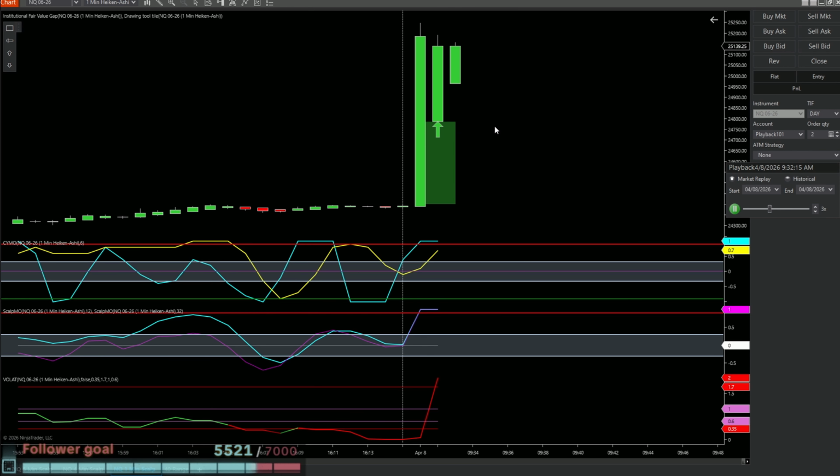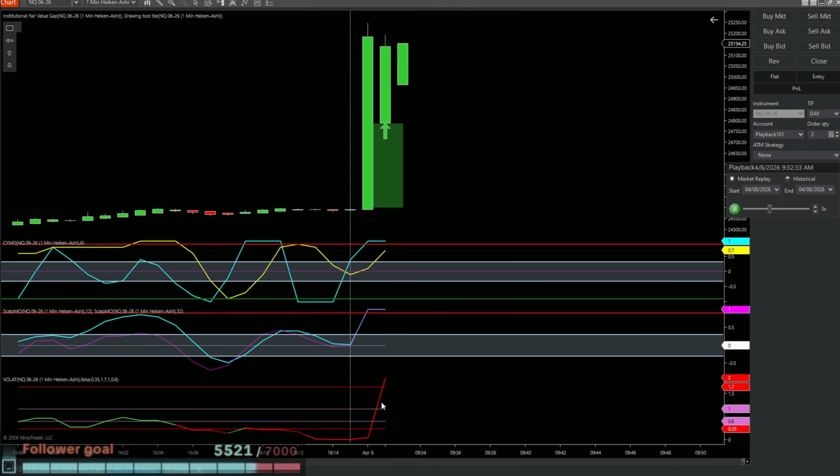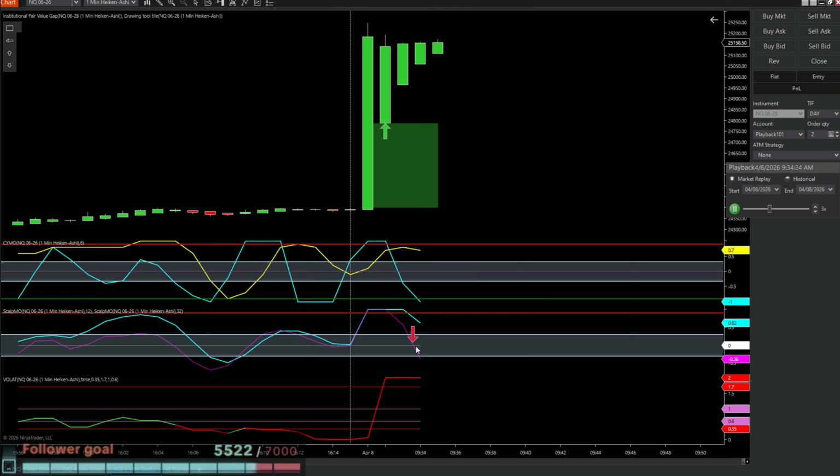Fair value gap right here. Now, with volatility being all the way at 2, and scalp mode being super stretched right here and having what appears to be a pivot trade right here, you know that this is really not going to end up running to the upside the way a lot of people might have expected, okay? So here's what we've got. We've got the crossing. This is the first crossing. This is the first instance where we know that price is going to be coming down right there.